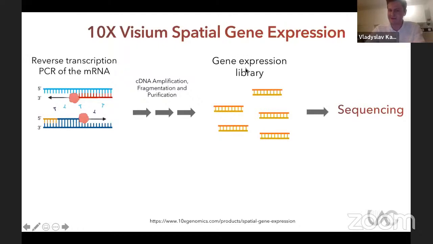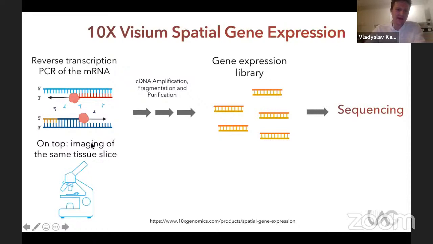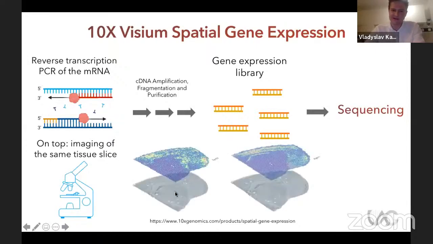On the other hand, you can image the same tissue slice that you used for the messenger RNA targeting. So in parallel, you are doing imaging, and at the end, when you have your data, it looks like this. You have an image, and you also have the information of all the barcoded spots contained in the capture area. You can plot each and every gene, look into the areas you are interested in, and afterwards cluster your cells according to the spatial information too.